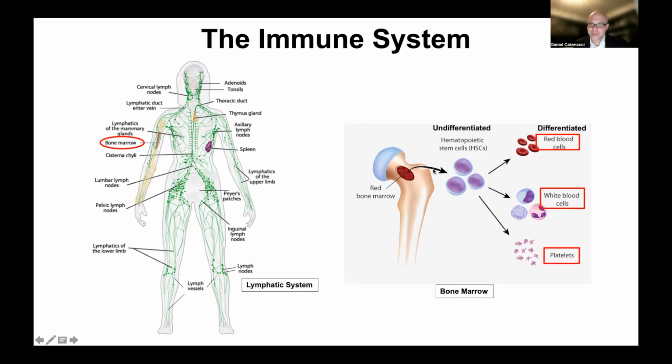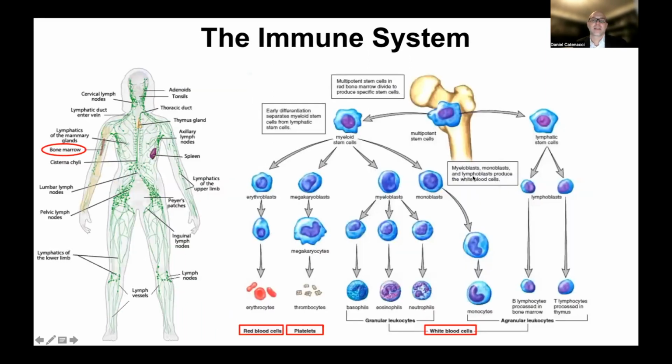Now, this is a simplistic way to look at it. It's a little bit more complicated, where we actually have the hematopoietic stem cell, which is called multipotent, which can form two main types of subset stem cells: myeloid and lymphatic. The myeloid stem cells can differentiate further into different components: erythroblasts that become red blood cells, megakaryoblasts, which become platelets, myeloblasts, which become basophils, eosinophils, or neutrophils, and monoblasts, which become monocytes. And then the lymphoblasts, which can become different types of lymphocytes, B cells and T cells.